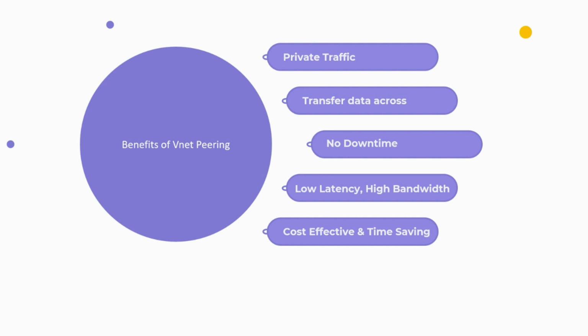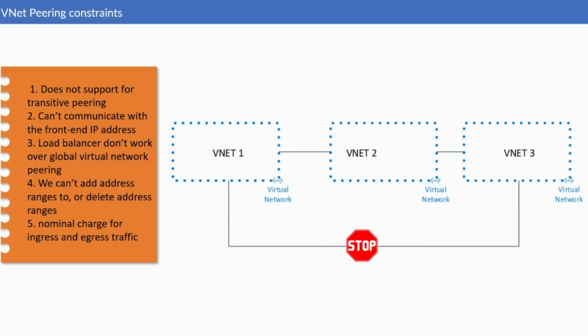Now let's see what the constraints related to VNet peering are. The first one, VNet peering does not support a transitive peering relationship, as we have seen in the previous slide. If you look into this diagram on the right hand side, VNet 1 is peered with VNet 2 and VNet 2 is peered with VNet 3. Now, VNet 1 is not peered with VNet 3 and this is not allowed.